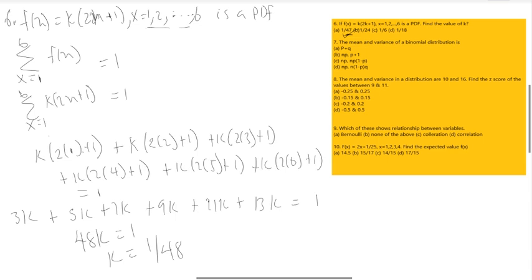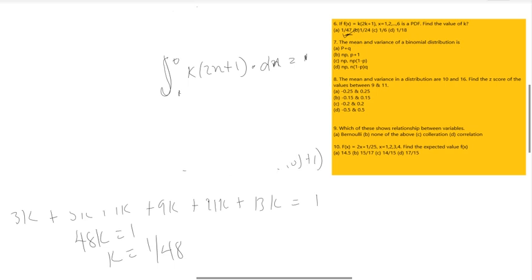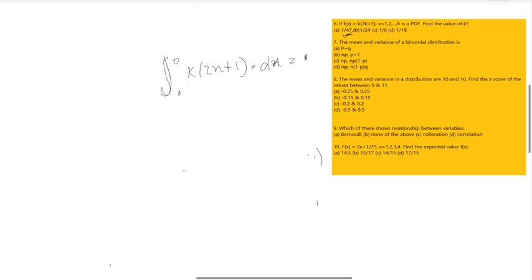If it was continuous, these x values would be something like this, 1 to 6. So when it's something like this, we're going to integrate from 1 to 6. Then we'll put our k(2x + 1) dx. I've already explained this yesterday. And this is going to be equal to 1. So that's the difference. For discrete, we are using summation, but for continuous, we are using integration. Let me just quickly solve using this. The answers are not going to be the same because the distribution is different. This one is continuous. But let's solve.